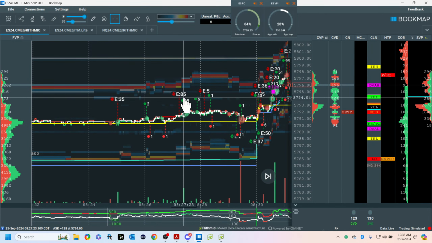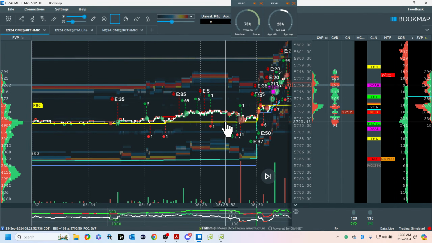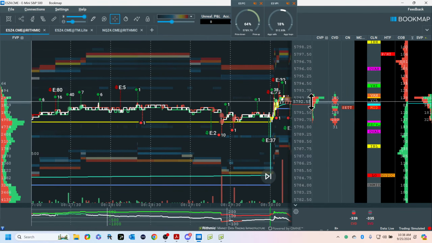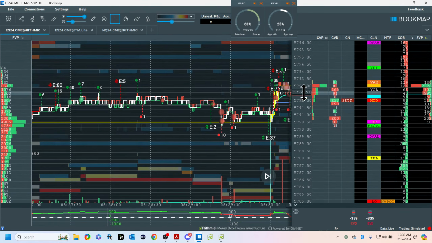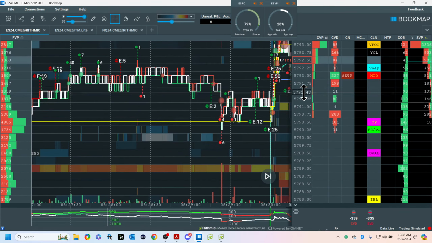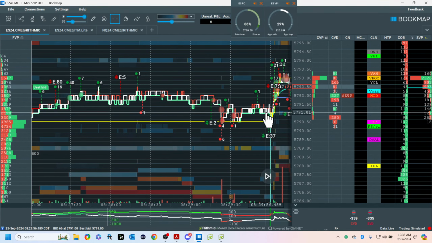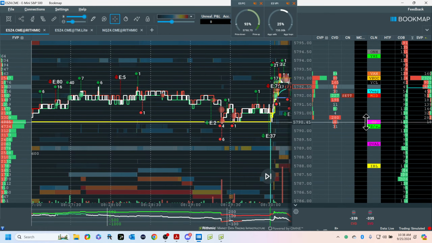One moment. Okay. So this is the RTH open. Let me just try to open this up for you somewhere. I think it's right here. No, sorry. There it is. Sleep at the switch. Full session VWAP. And we have yesterday's settlement and yesterday's high.